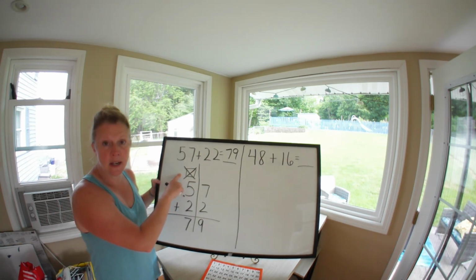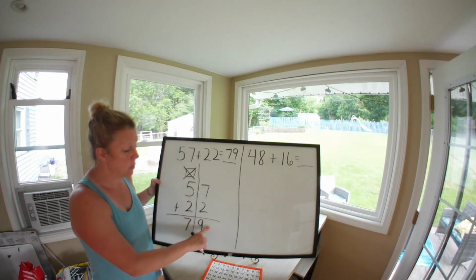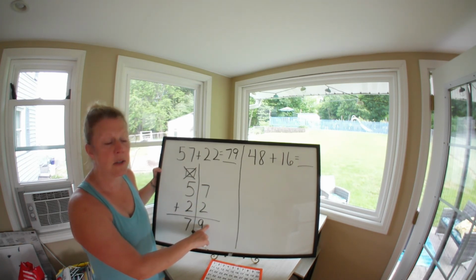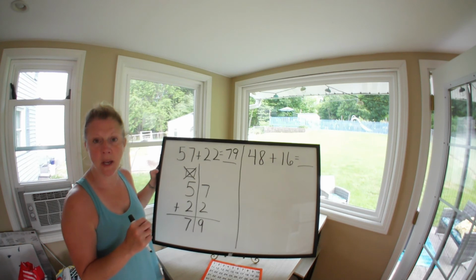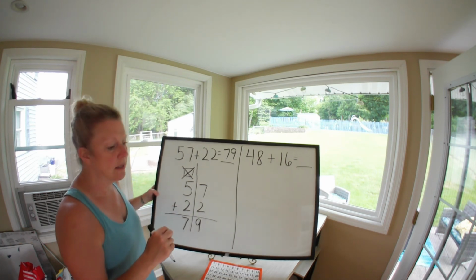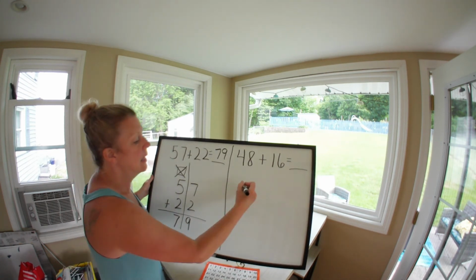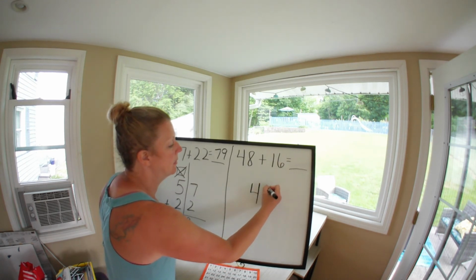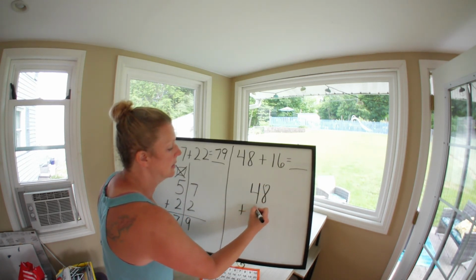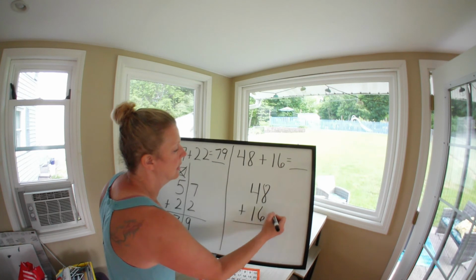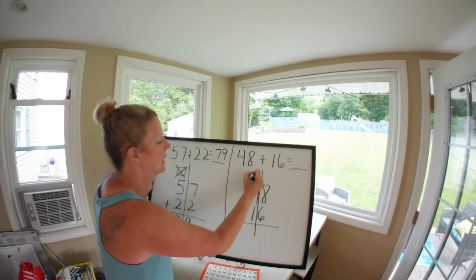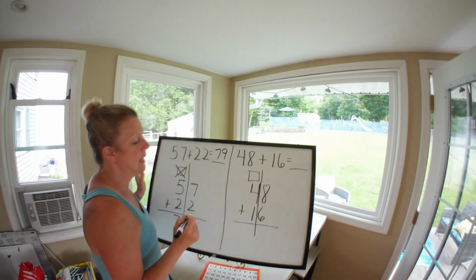But the one thing I want you to keep in mind is that you don't always need that box. It's good to have it there, but if you don't need it, if your ones end up being 9 or under, then you just cross that off, okay? Now let's look at a different one. Let's look at 48 plus 16. Again, I'm going to rewrite my problem, 48 plus 16. So we're going to draw our line and our box.